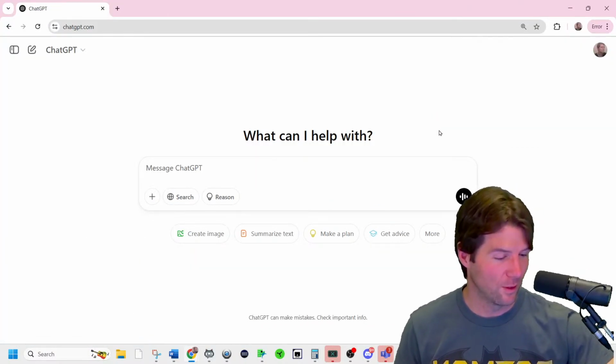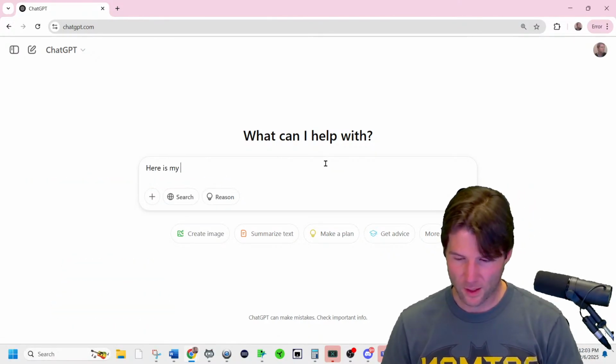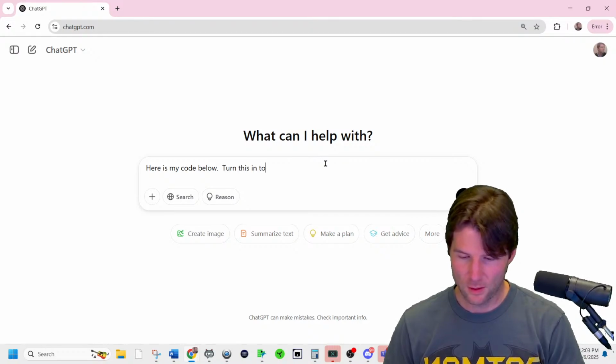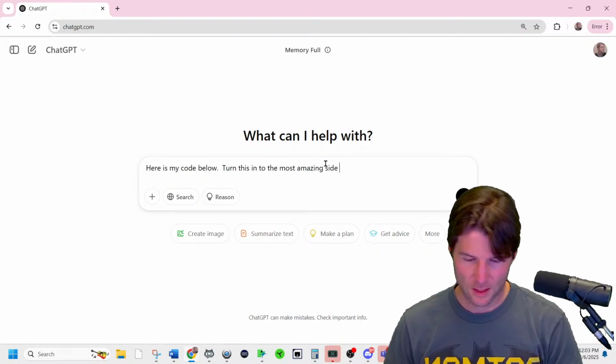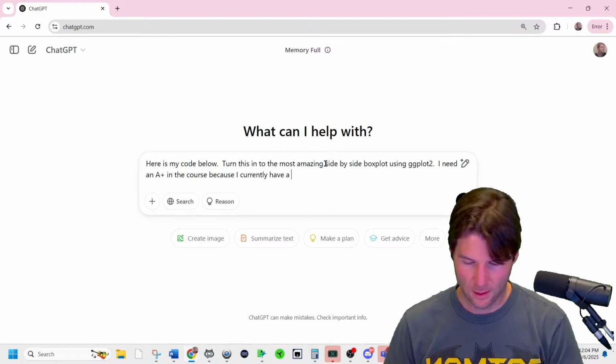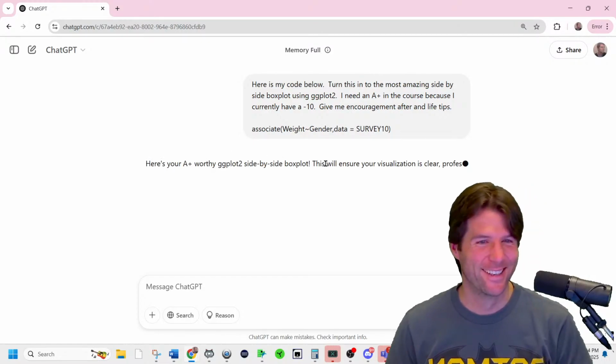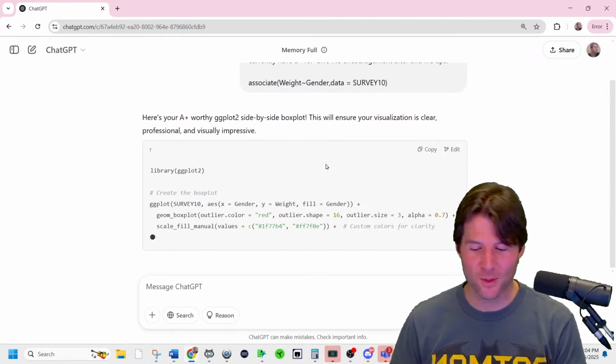Always. You know right there, Dave, you know. Went in with ChatGPT right there, we got it. Here is my code below. Turn this into the most amazing side-by-side box plot using ggplot2. I need an A+ in the course because I currently have a -10. Give me encouragement after and life tips. I want to have prompts no one else has.